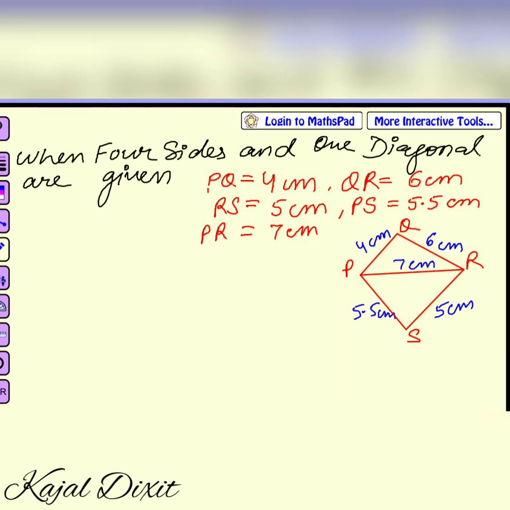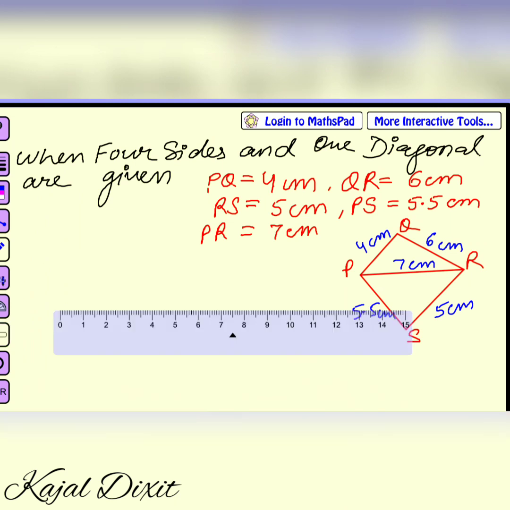From the figure, we can see that first of all we have to construct triangle PQR, as we have already studied the construction of triangles in the previous class, and then we have to construct triangle PRS on the downward side of line PR. Once we have constructed the triangles individually, on joining the various points obtained, we will be able to construct the final quadrilateral PQRS. So let us start by drawing PR of length 7 centimeters.